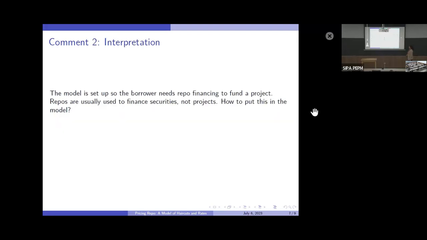Yes. And then finally, I was thinking about the interpretation. So I understand why the model is set up so the borrower needs to finance the project. But I think typically repos are used to finance securities. And Dmitry actually alluded to this in his presentation. So I was thinking of how you use the existing model to fit what is usually considered repo financing.